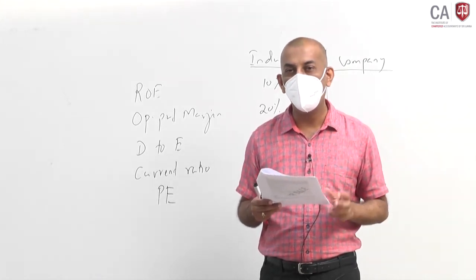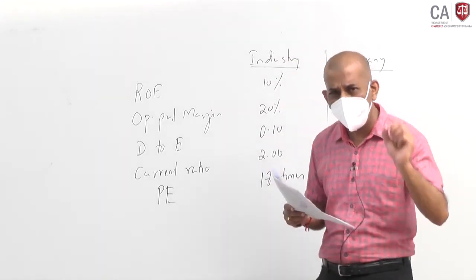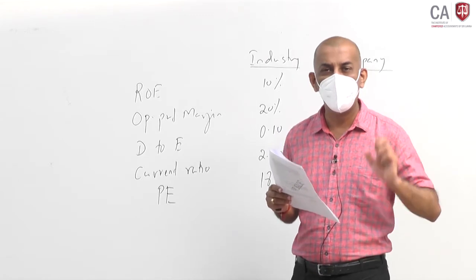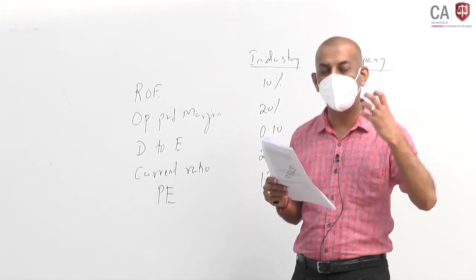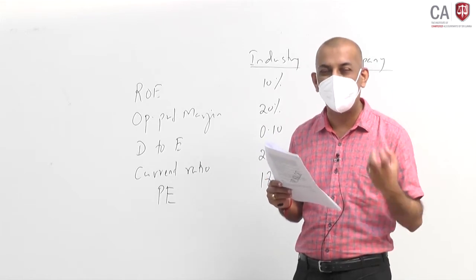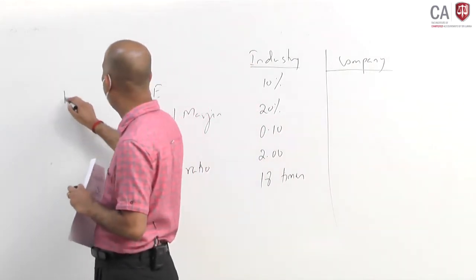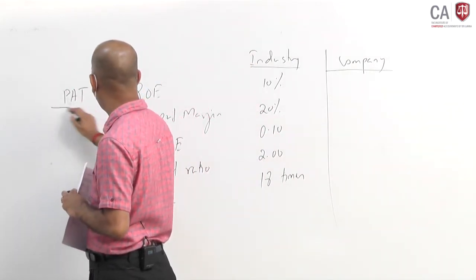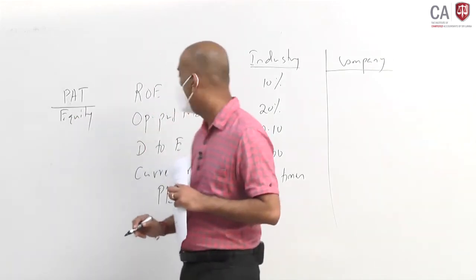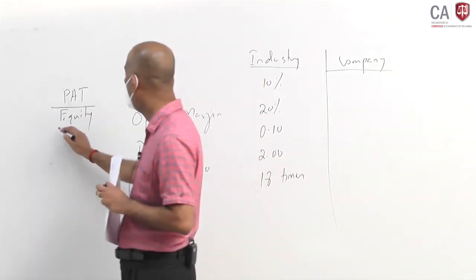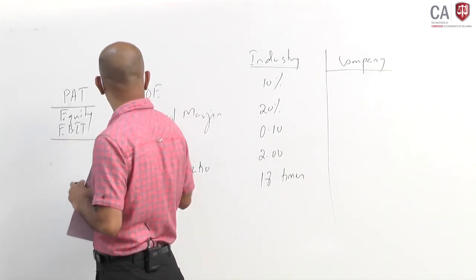So what we have to know, in order to calculate each of these ratios, is the ratio properly. You need to know the numerator and denominator, what it consists of, very clearly. If you take return on equity, all of us know it is calculated as profit after tax divided by equity. And operating profit margin is EBIT, or the operating profit, divided by sales.